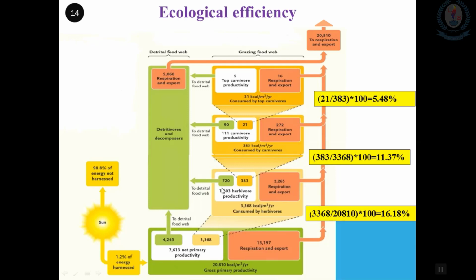16% is moved to the level of the first consumer from producers. From first to second consumer, nearly 11% of energy is moved, and from the secondary consumer to the tertiary consumer, 5% of energy is transferred. So we can say that the overall ecological efficiency of most organisms is between 5% to 20%.